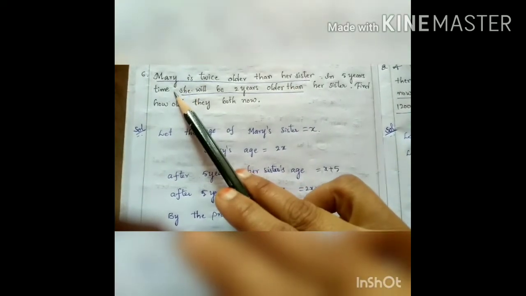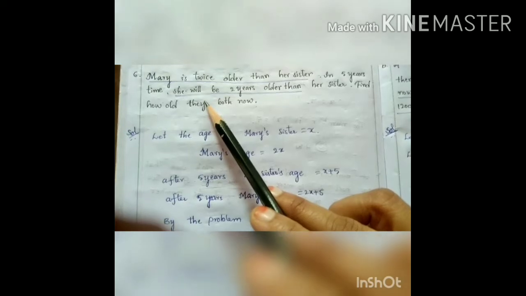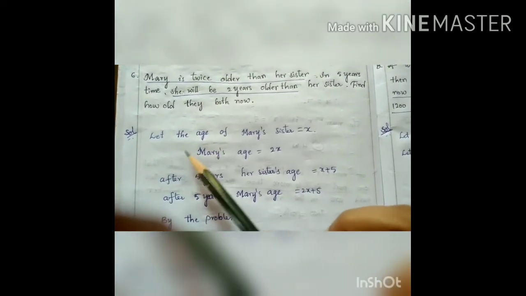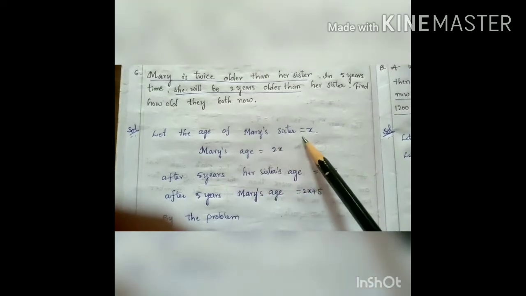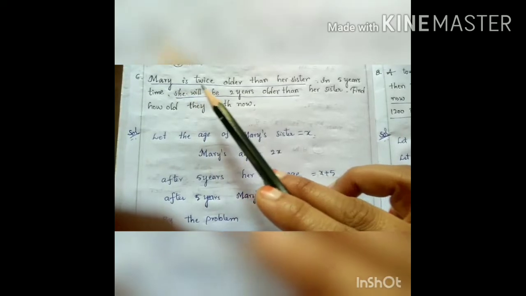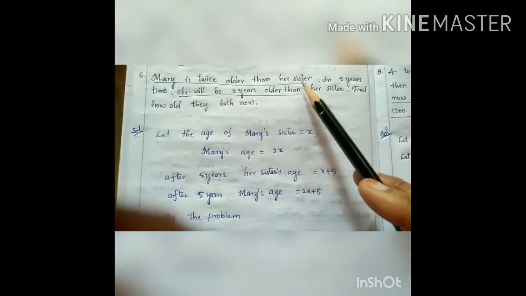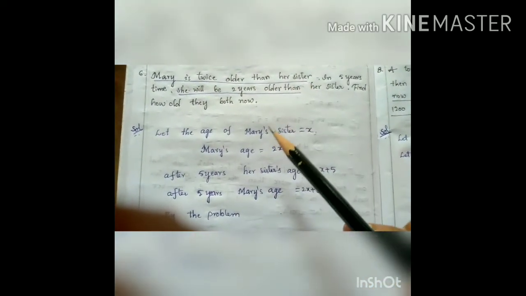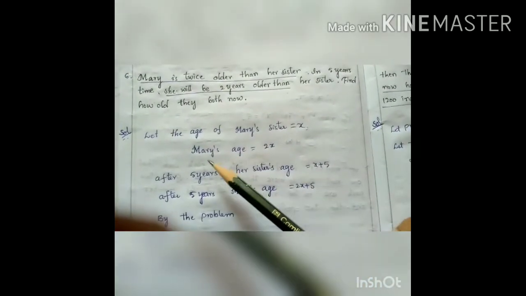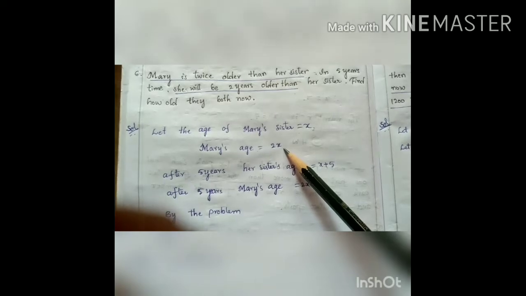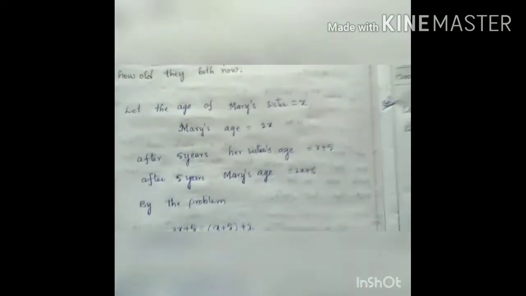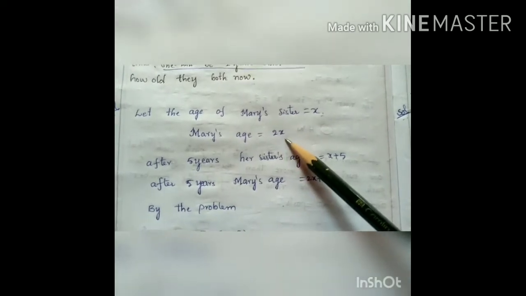Here the ages are given. Let the age of Mary's sister equal x. Because Mary is twice as old as her sister, it means 2 times, so Mary's age equals 2x. Did you understand? Let the age of Mary's sister be x and Mary's age be 2x.